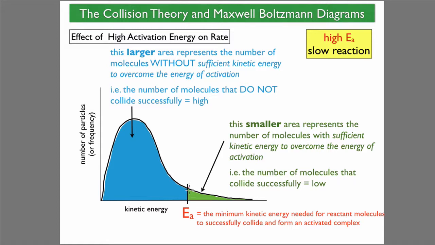In that case, only molecules to the right with kinetic energy above this level will collide successfully. And you can see here this smaller area represents the number of molecules with sufficient kinetic energy to overcome the activation energy. So the number of molecules that collide successfully is low here.